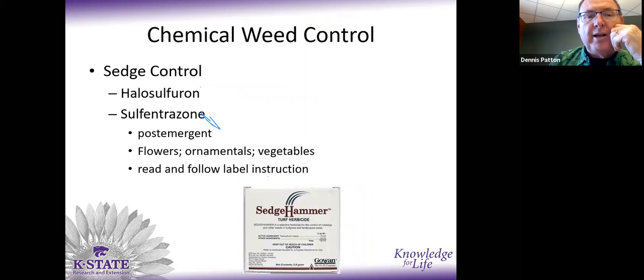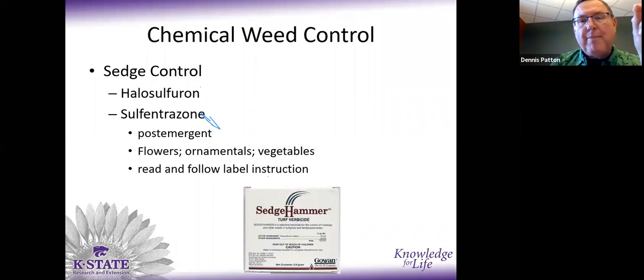There's two on the market, the halosulfuron and the sulfentrazone. Both of them are pre-emergent. You've got to read the label really close because some are labeled for ornamental beds, some are labeled for vegetable gardens, some are only labeled for lawn use. So you got to read the label really close. And even these products, I'm going to say it's going to take multiple applications to bring them under control.